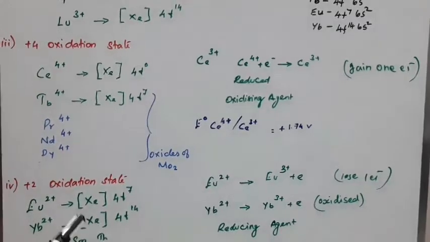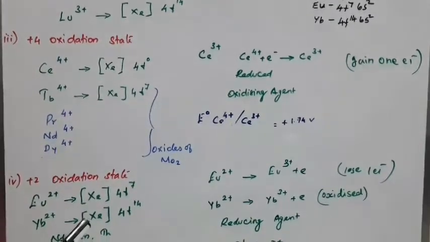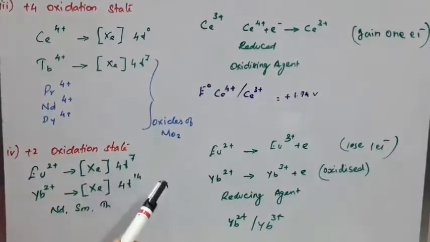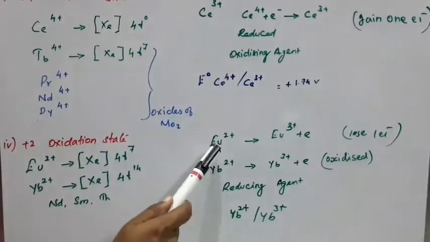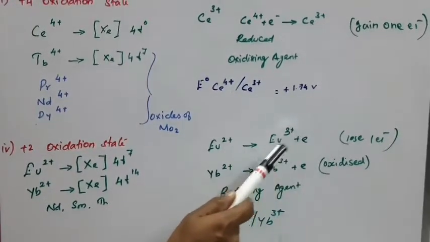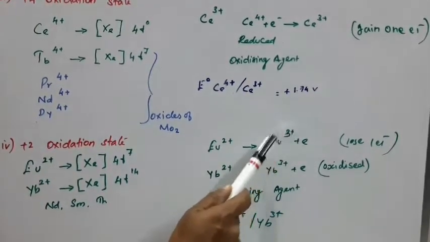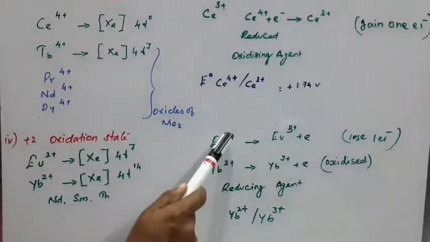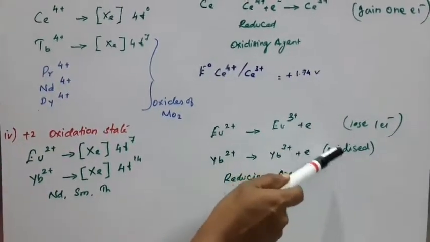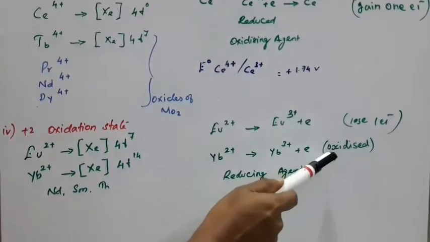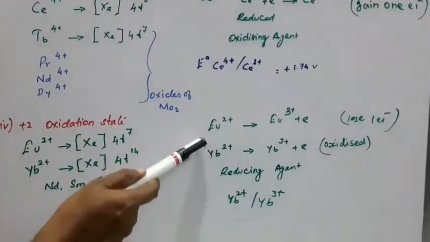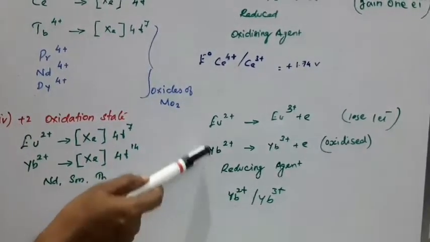So these two, ytterbium and europium, are good reducing agents, because they want to convert to 3+. 2+ to 3+ means an increase in oxidation state, so it undergoes oxidation reactions. Oxidation means loss of electron, so 2+ to 3+ is an increase in oxidation state, with loss of electron, so it gets oxidized. Oxidized means it acts as a good reducing agent. So europium 2+ and ytterbium 2+ are good reductants.